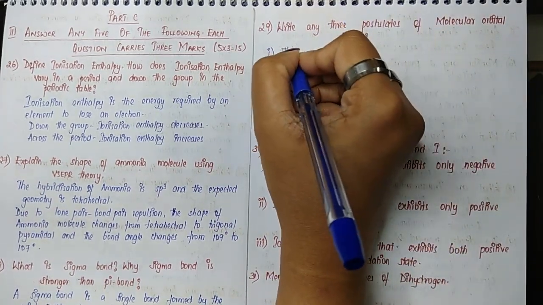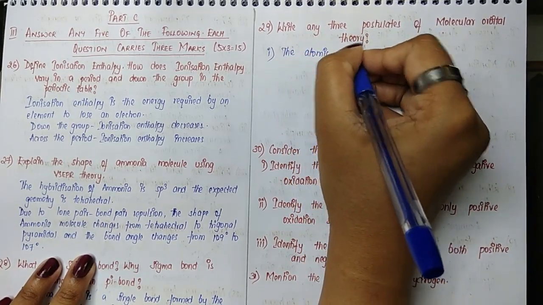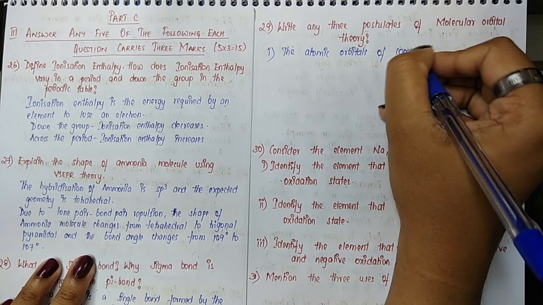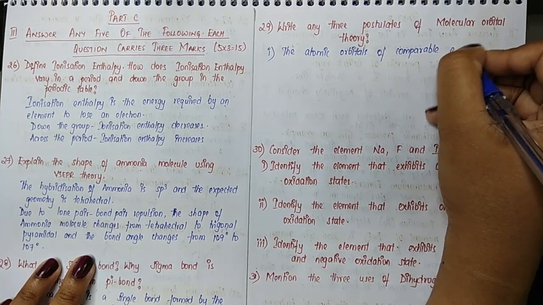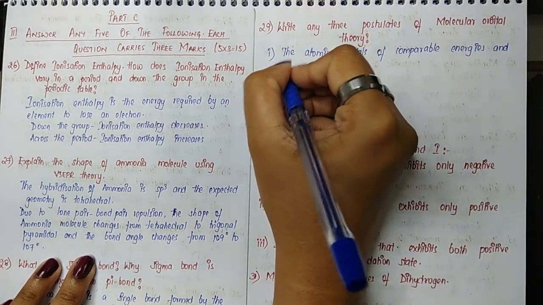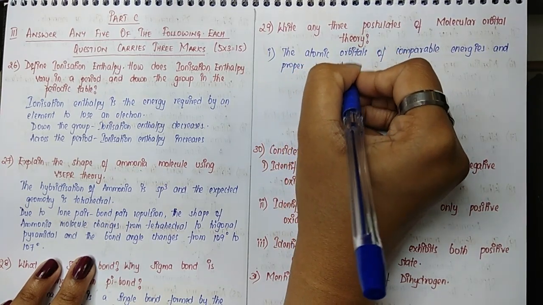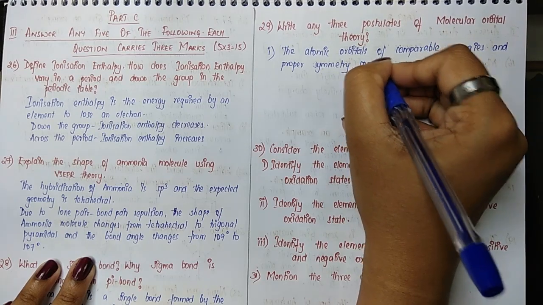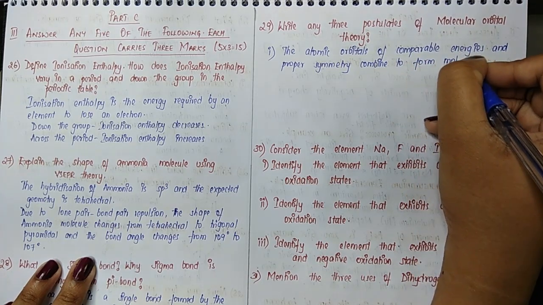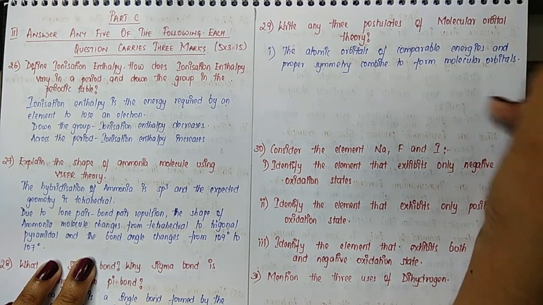So here you can write that the atomic orbitals of comparable energies and proper symmetry combine to form molecular orbitals. That's the first point.